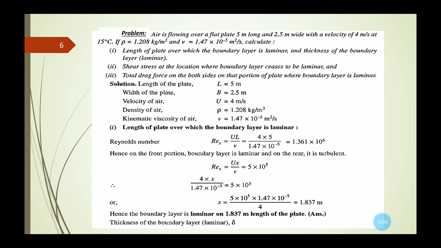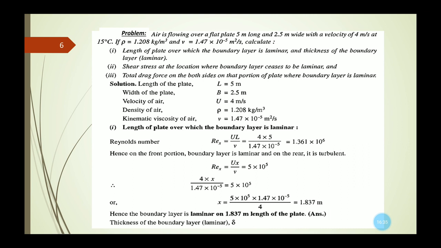Now here the length of the plate is given, it is 5 meters. So first we need to calculate the value of the Reynolds number for the total length of the plate, so that we can check whether the turbulent zone is there for the total length of the plate, or whether only the laminar boundary layer zone is there. So based on the value of the Reynolds number we will determine that part.